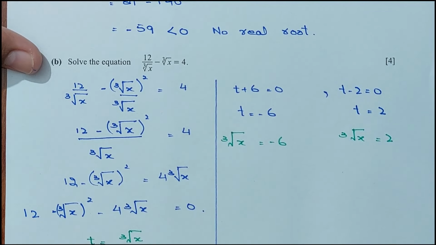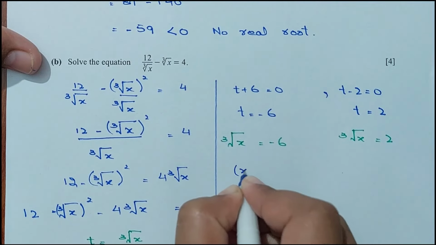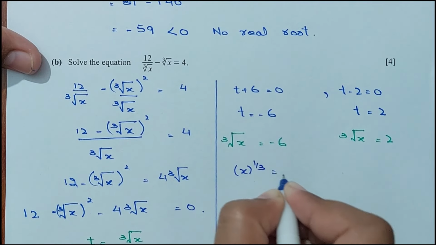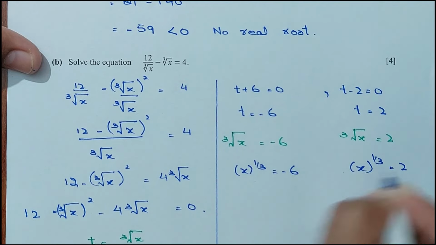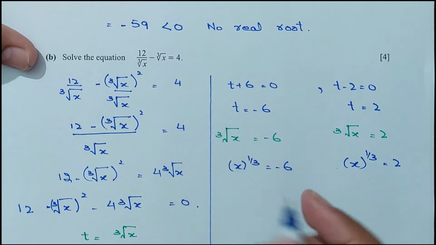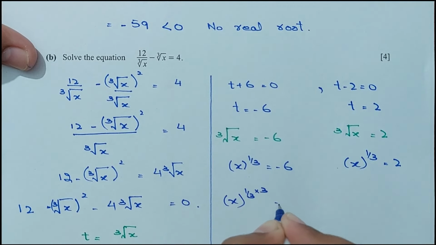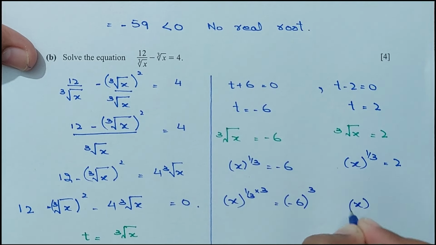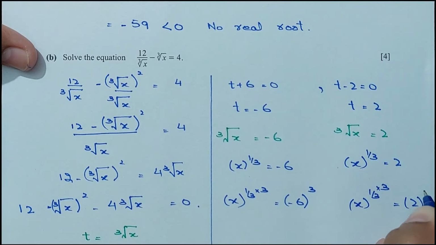So we have to solve for x, not the cube root of x. Okay, so cube root of x is basically x to the power 1 by 3. This is minus 6, and x to the power 1 by 3 is equal to 2. So how can I solve for x? You have to take the cubic power on both sides. So x to the power 1 by 3, its cube, equals to minus 6 whole cube. X to the power 1 by 3, its cube, equals to 2 to the power 3, right?